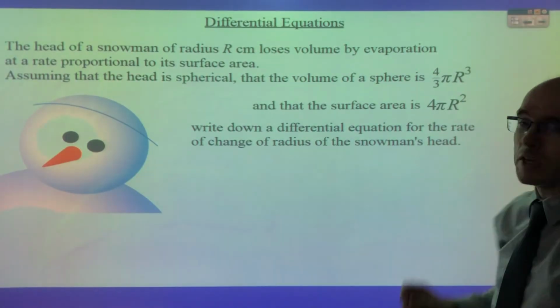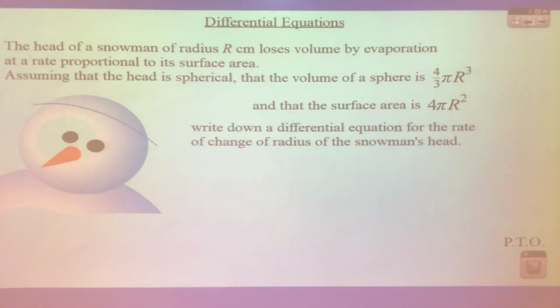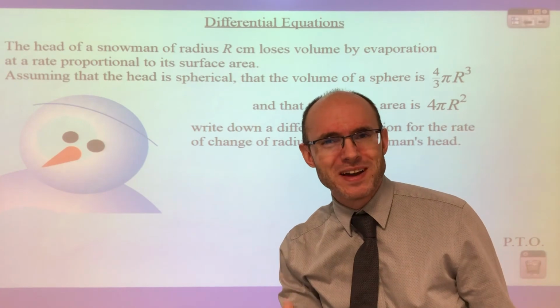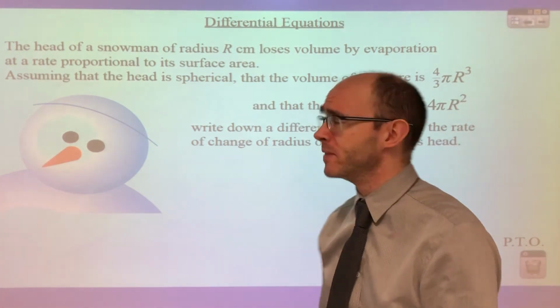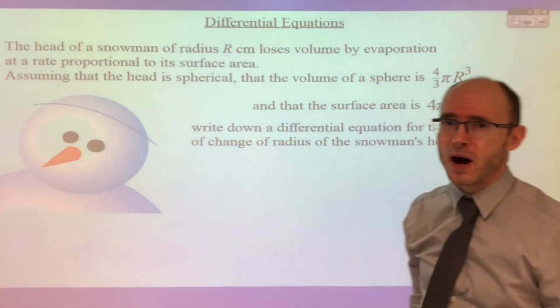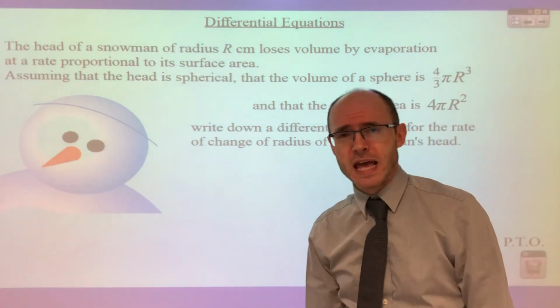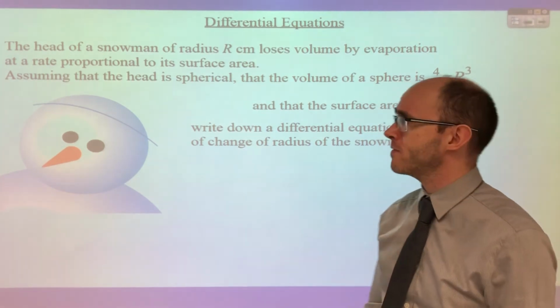Maybe just take time to read through it first as I get the lights. You read through that, then? The head of a snowman, hence the building of the snowman, you see. And then we just had a look to see how long it took the snowman to melt away. The head of a snowman, a radius r centimetres, loses volume by evaporation at a rate proportional to its surface area. Kind of makes sense, doesn't it? The volume it's lost is a rate proportional to its surface area.